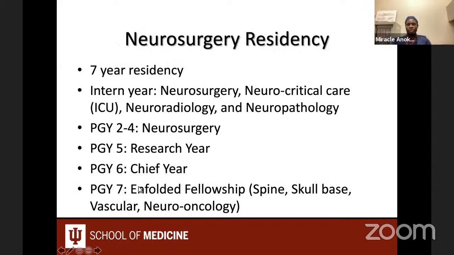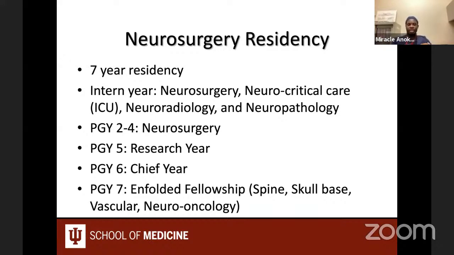All right, so neurosurgery residency itself. It's a 7-year residency after you get done with your 4 years of medical school and your undergrad, okay? So it's a long road to this point. You have your intern year where you do neurosurgery itself, at least at our program, that is how our structure is. You do neurosurgery, you're operating in the operating room with somebody above you.